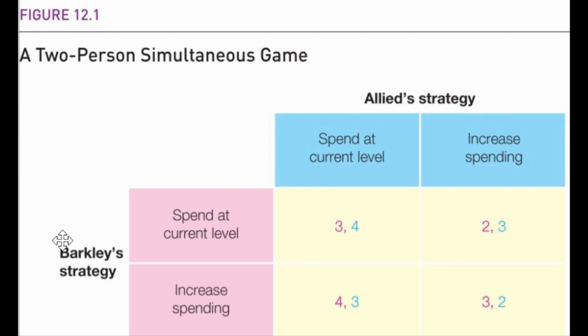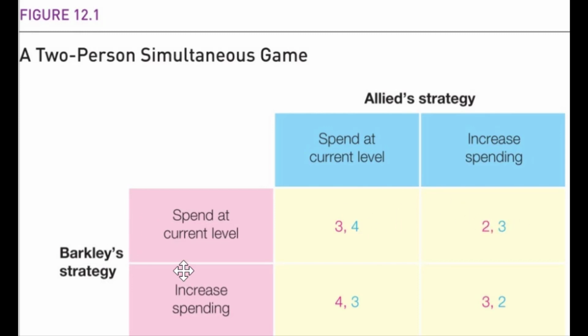So for example, look at Barkley. He has an action which is spending at current level. That's the name of the strategy, as it is available only one time. So spend at current level, the strategy generates payoff for Barkley 3 or 2, right? Depending on opponent's strategy. It can be 3 when Allied takes action of spending at current level, or it can be 2 if Allied increases spending, right? So spending at current level for Barkley can generate either 3 or 2, depending on opponent's action.